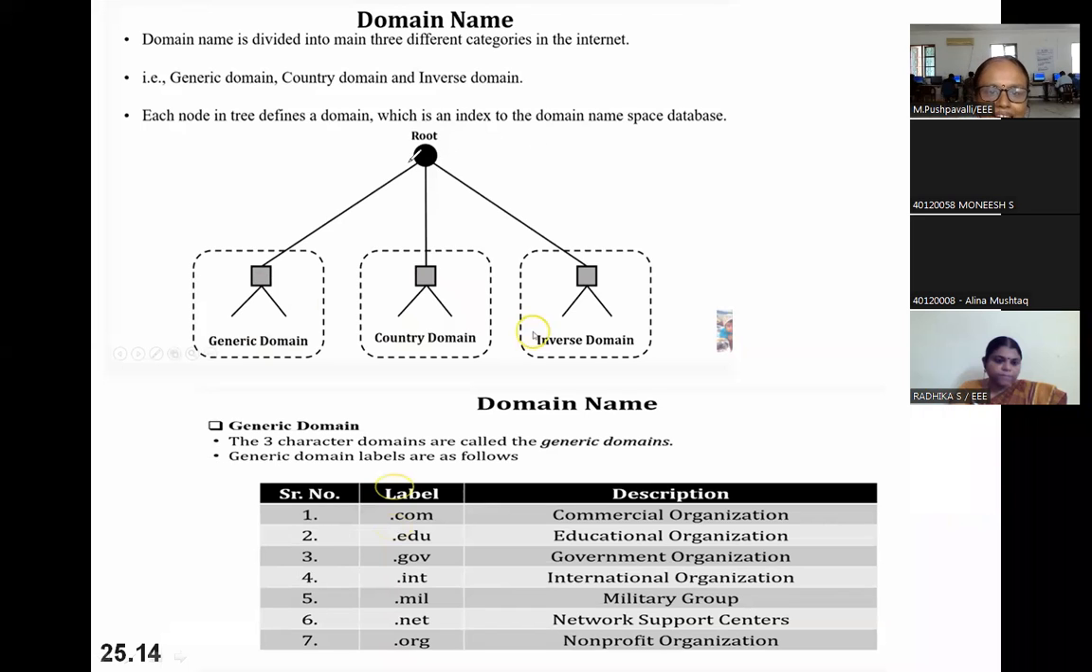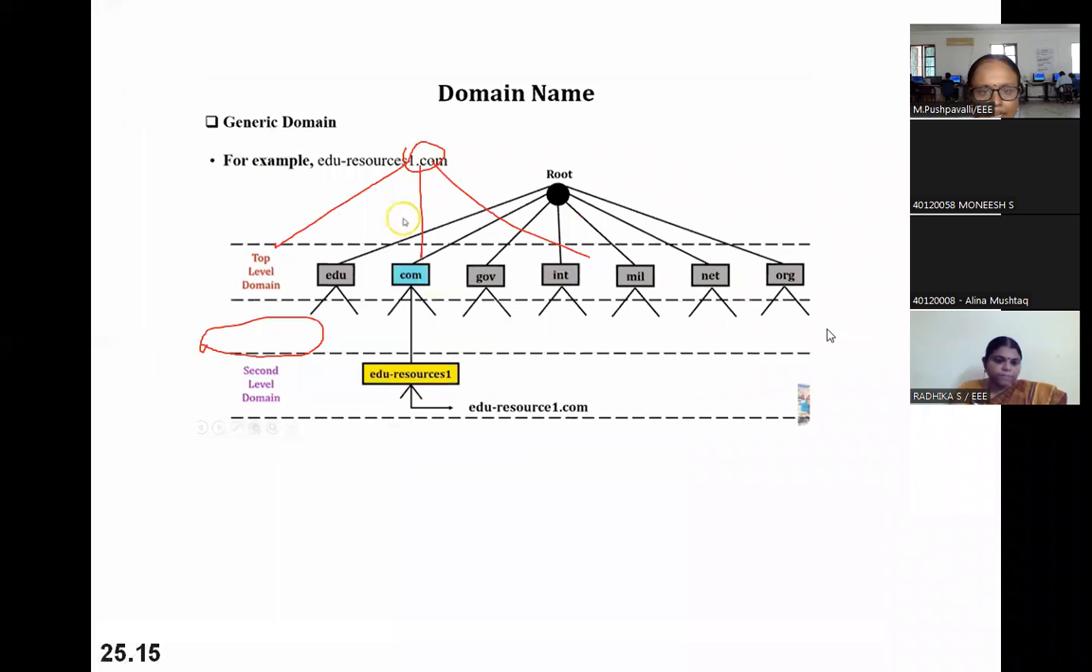You all understand this is my root. We have the root level server, and in that root level server I have a tree structure. I have one generic domain, one country domain, one inverse domain. The generic domain has three characters: commercial organization, educational organization, government organization, international organization, and so on.